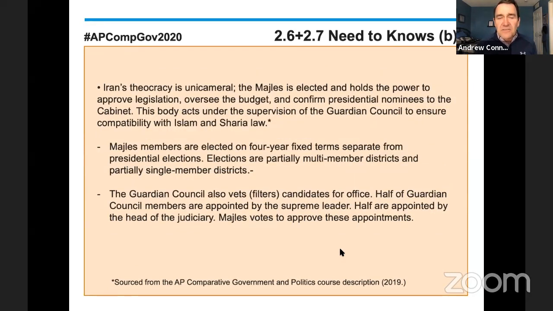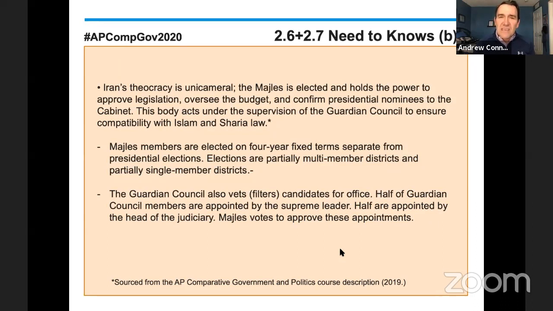Iran also has a unicameral legislature. It's called the Majlis, and it is directly elected and holds the power to approve legislation, like all these legislatures do. It oversees the budget, which again is a very familiar role of what we know national legislatures do. It confirms presidential nominees to the cabinet. That's also something that we see in a number of these different countries.